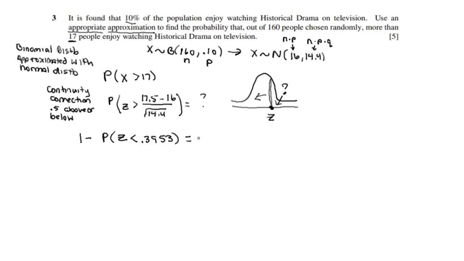So when you go to the table, you're going to find out that this probability is 0.6536, but then I have to take that away from 1, and I find that the probability that I'm talking about is going to be 0.3464, or if I round to 3 significant figures, 0.346.